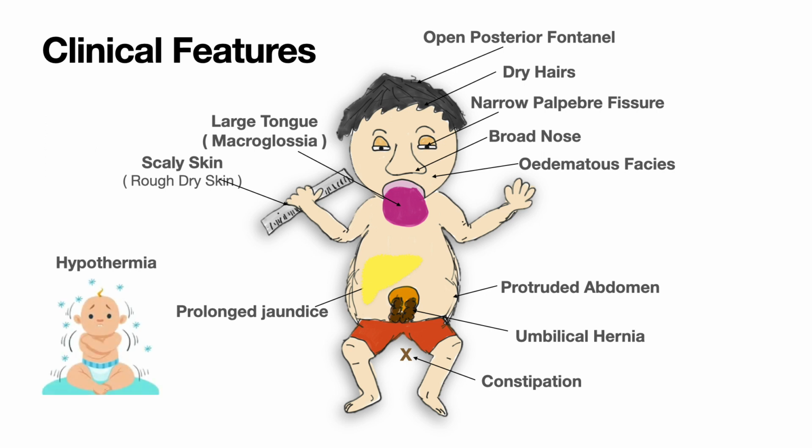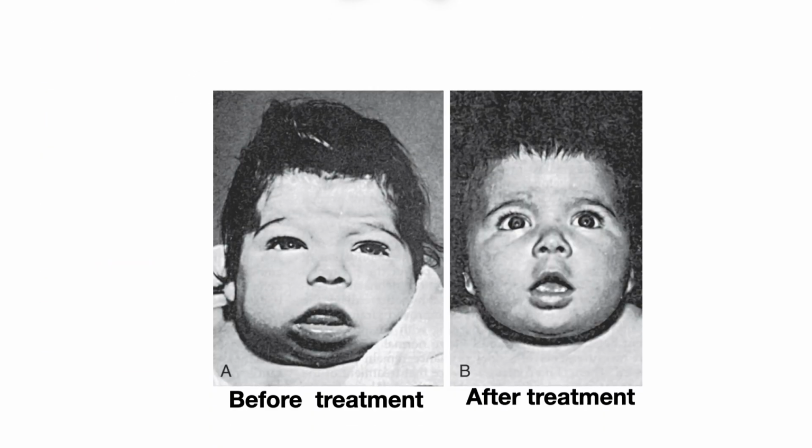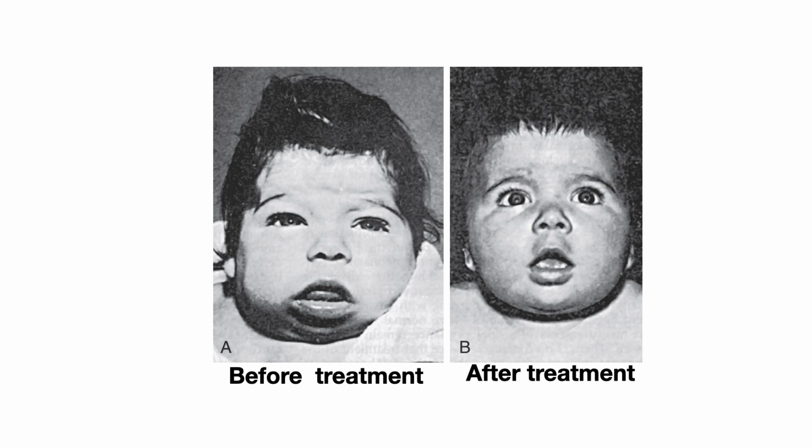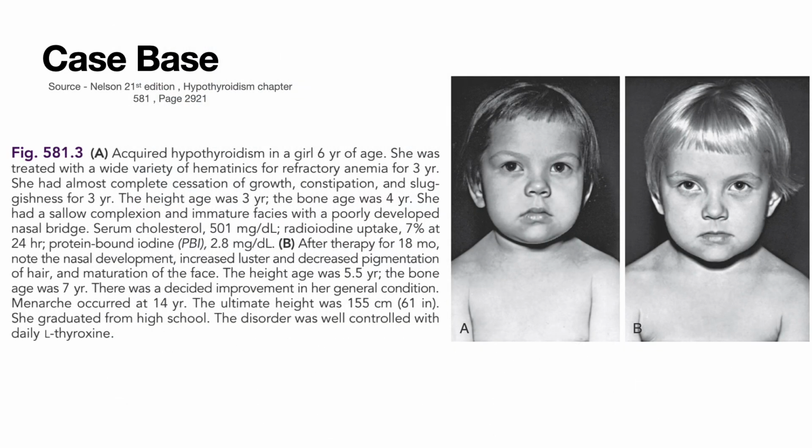Hypothermia or unexplained cold intolerance may also be seen, or in neonates, hypotonia may also be present. As can be seen in this photo taken from Nelson, you can see the coarse facies, the edematous face before the treatment, and after the treatment it has been reduced. Another pic from Nelson, congenital hypothyroidism showing in a child the skeletal dysplasia, in which there is epiphyseal dysgenesis, as can be seen here.